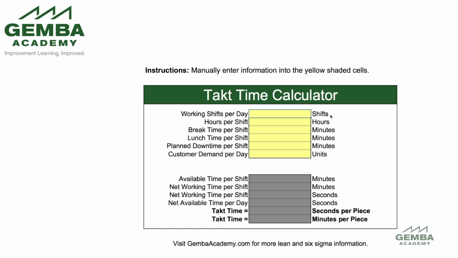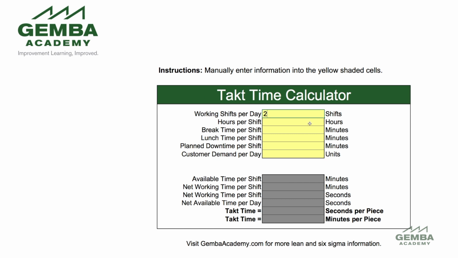Let's say we have an operation that runs on 2 shifts, and each shift runs, I'm just going to make up numbers here, 9 hours. Let's say they have a 30-minute break and 30 minutes for lunch. I'm totally making these up, so go ahead and put real numbers in for your organization. For planned downtime, let's say at the beginning of the shift they do some maintenance for 10 minutes. And let's say we have a customer demand per day of 500 pieces.